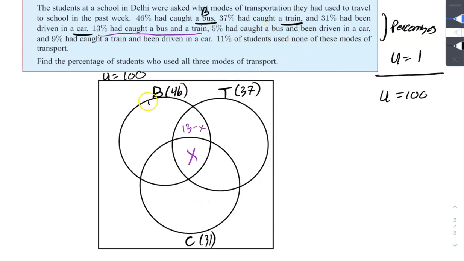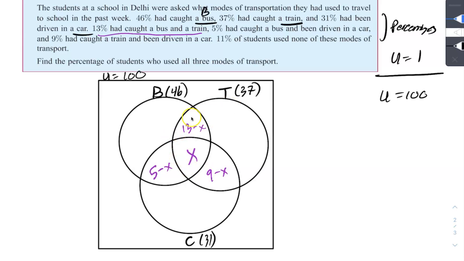And then the same idea for 5% had caught a bus and been a driver. So bus and car. So again, all of this is 5%. That's X. This must be 5 minus X. And then the same thing with 9% had caught a train and been driven in a car. So train and car, all of this is 9%, which makes this portion 9 minus X.